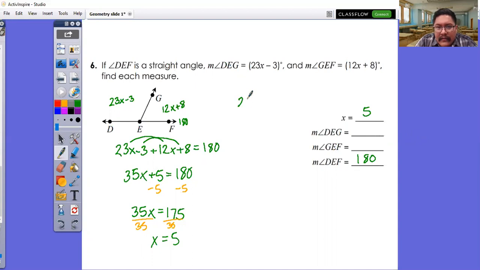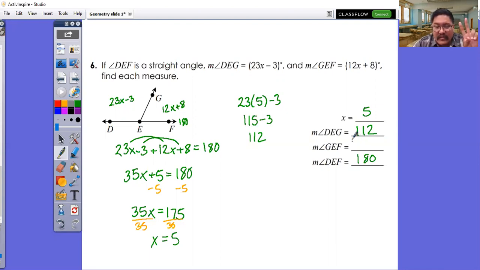So 23x minus 3, and I'm going to replace x with 5. And 23 times 5, so that'd be 15 plus 100. So that would be 115 minus 3. And we should have enough to get our answer here, so that'd be 112.